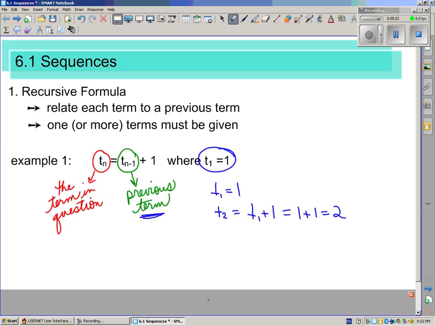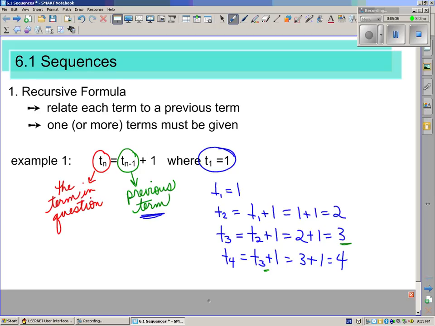How do I find term number 3? Term number 3 says you take the previous term and then add 1 to it. So my previous term is 2, and then I add 1 and I get 3. You follow. Term 4 is term 3, add 1. But what is term 3? 3. So this is 3, add 1 to give me 4. And so on.